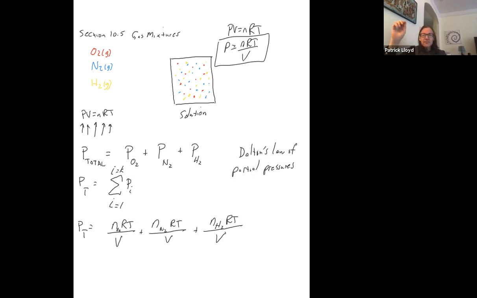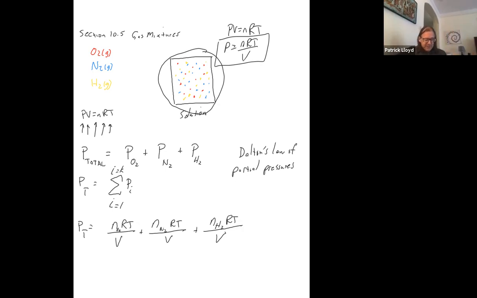Now the n refers to that particular gas, right? So if I'm talking about the pressure of oxygen, it's going to be the moles of oxygen. Now, why isn't it temperature? Why didn't I have to put T_O2 or V_O2? It's because they're all in the same container. So they all occupy the same volume and they're all at the same temperature. So what does that mean algebraically? If you have things in different terms, but they're the same, you can factor them out, right?